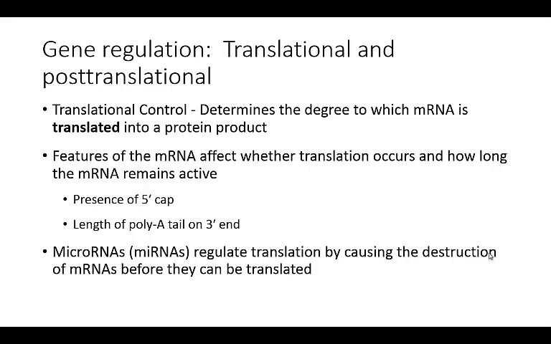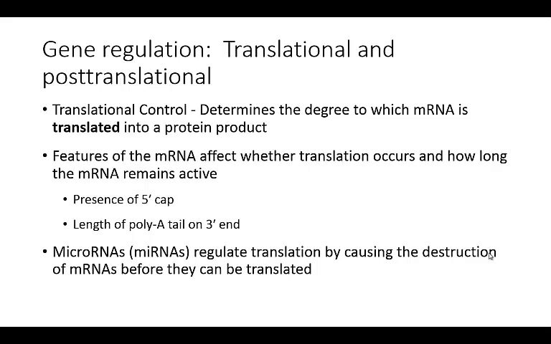In the last part of this chapter, we're going to talk about gene regulation at the translational and post-translational level. When we're talking about gene regulation at the level of translational control, what we're talking about is the degree to which the mRNA is translated, or turned into its protein product. Some features of the mRNA are going to affect, first of all, whether or not translation occurs, and secondly, how long that mRNA remains active.